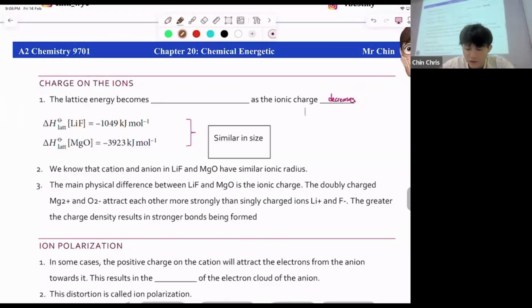So what will happen to the ionic bond? Is it weaker or stronger? Weaker, right? When you have a weaker ionic bond, is more energy or less energy released? When you have less energy released, is it more exothermic or less exothermic? Get it now. Don't memorize, try to understand it.